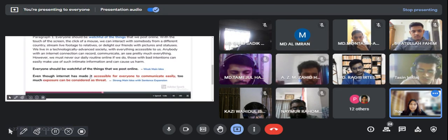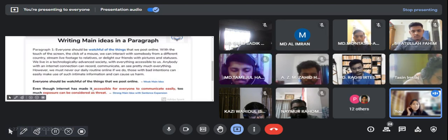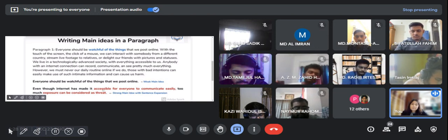So how do you do that? Let's say this is an article and this is the first paragraph. Here the main idea is written in the first sentence: everybody should be watchful of the things that we post online. Now, if you write this directly, it's going to be a weak main idea because it doesn't give much information about the whole paragraph. But if you rephrase the sentence, expanding it like this: even though the internet has made it accessible for everyone to communicate easily, too much exposure can be considered a threat. That is a strong main idea.